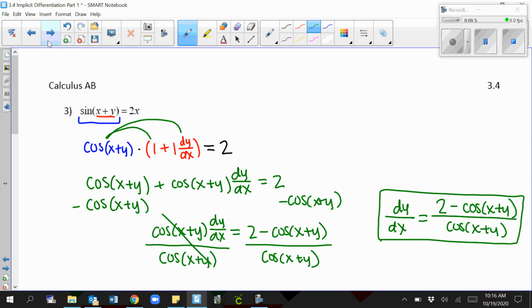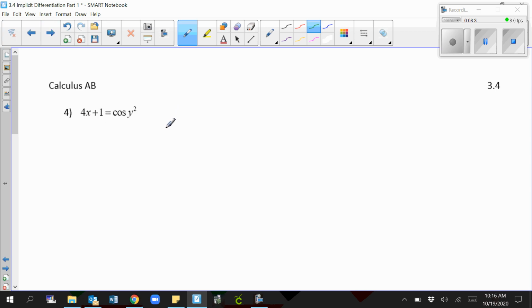All right, let's look at number 4. So this one I have 4x plus 1 is equal to cosine of y squared. So once again, I've got a chain rule with my outside part, and then the y squared is the inside part. So when I take the derivative of the left side, the derivative of 4x is 4, and the derivative of 1 is 0. So 4 is going to be equal to, and let's do our chain rule. So the derivative of the outside, the derivative of cosine, is negative sine. So I'm going to have negative sine of y squared, and I'm going to multiply that by the derivative of the inside, which is the y squared.